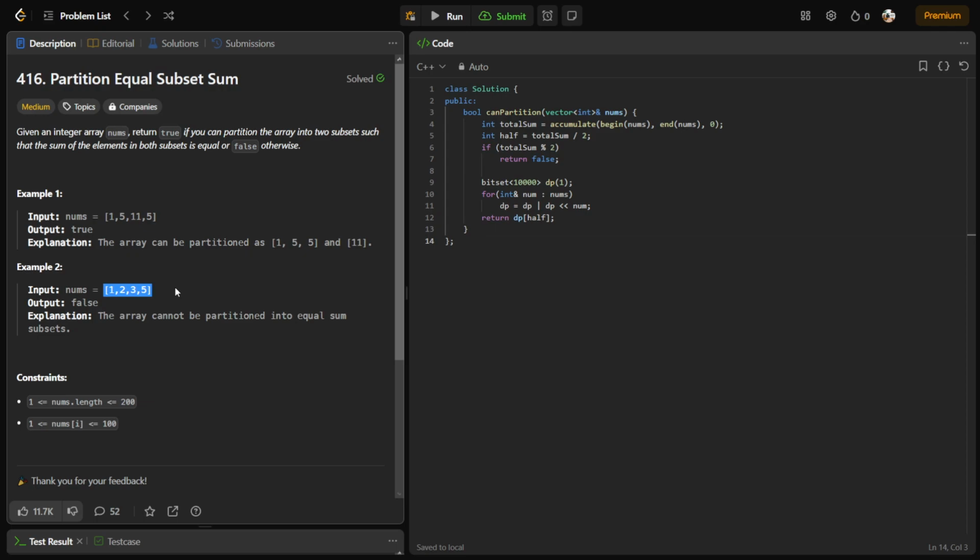Now if you look at another example, 1, 2, 3, 5, we can easily tell it's false because if we were to add all of this up, 1 plus 2 is 3, 3 plus 3 is 6, 6 plus 5 is 11, and since 11 is not an even number, we can just immediately return false in this case.